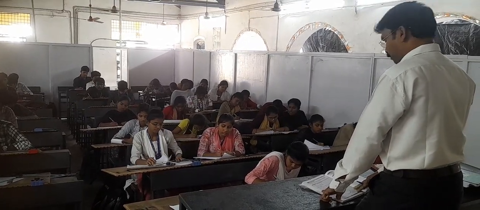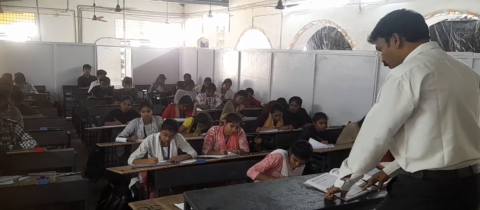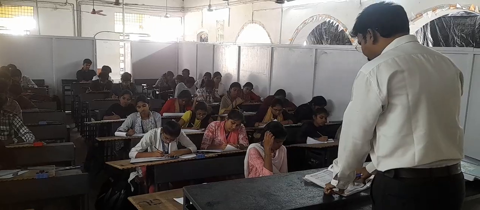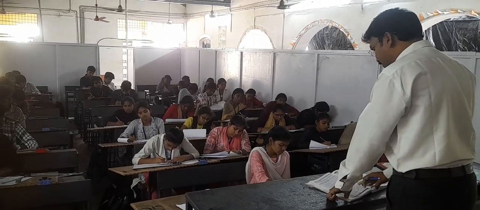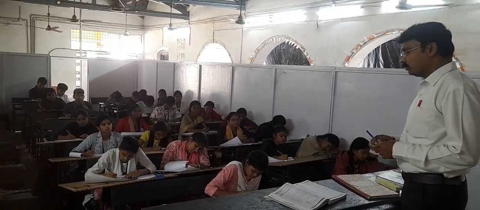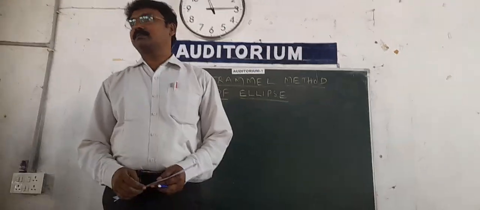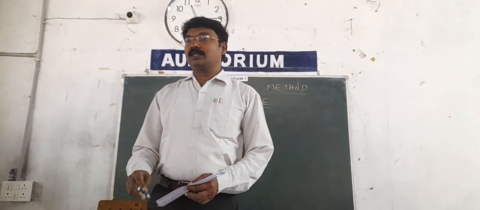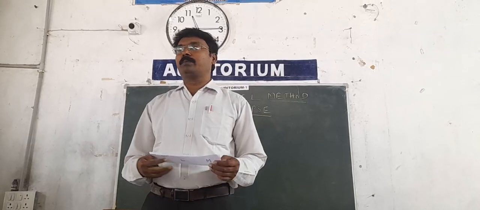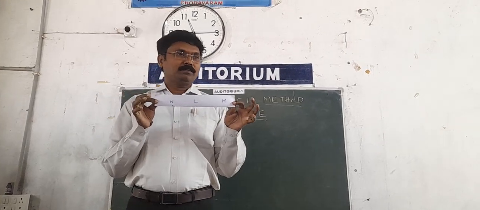Repeating the problem: draw an ellipse using Fresnel method whose major axis is 120 mm and minor axis is 80 mm. Now let us draw the Fresnel method of ellipse. To draw this, first of all you have to prepare a Fresnel.